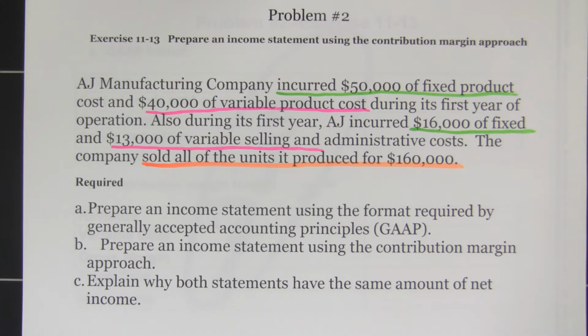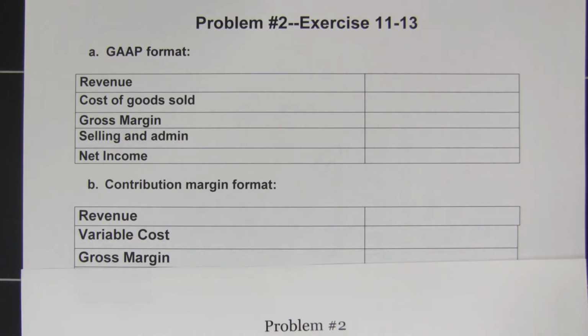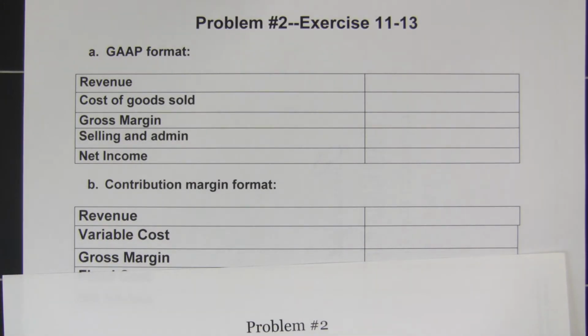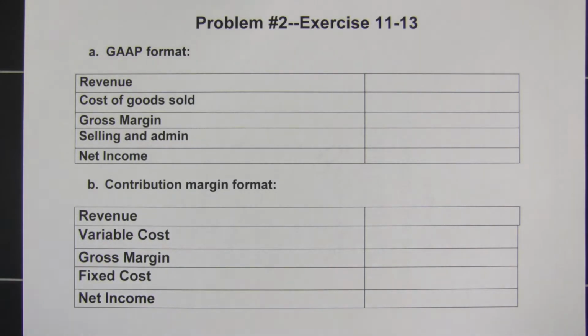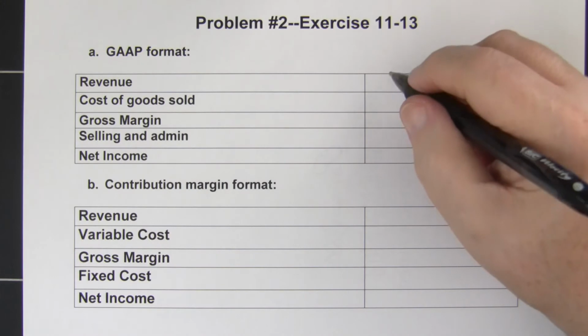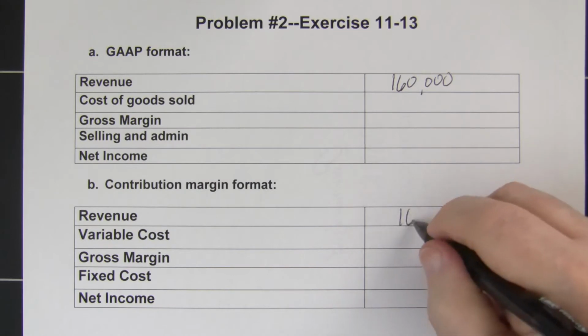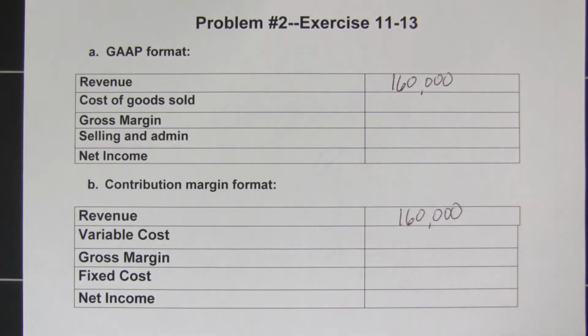So, we have what we need. First of all, let's do the traditional, or the GAAP. GAAP stands for Generally Accepted Accounting Principles, not the place at the mall that sells blue jeans. So they had $160,000 worth of revenue. Well, that's the same under both the contribution margin format and the traditional format. You don't end up with more money because you count it differently.